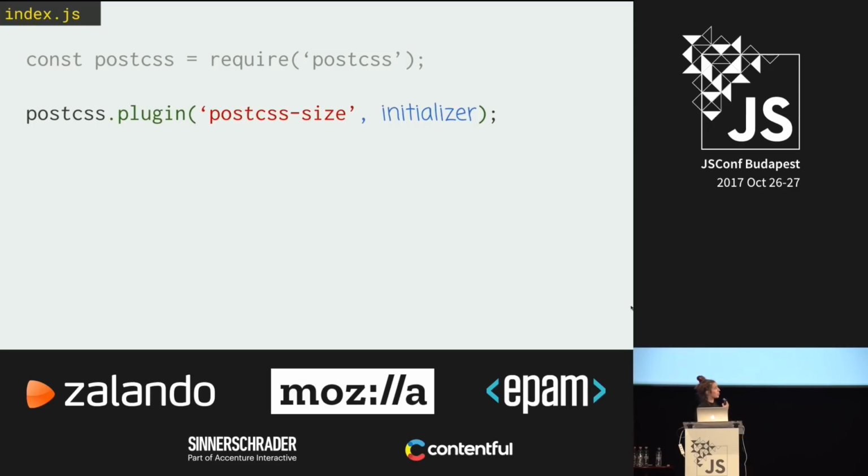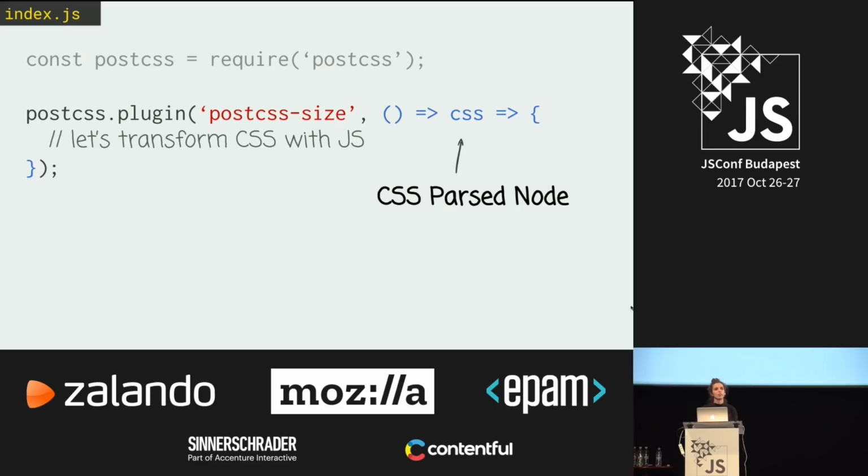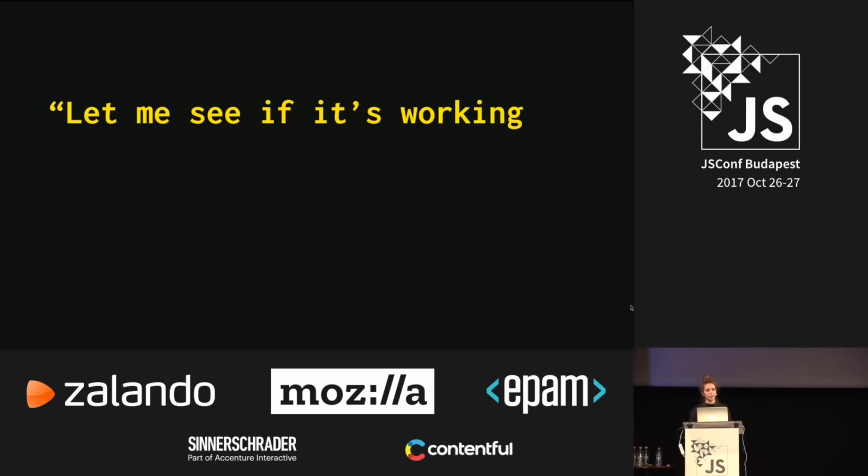Let's give it a name, postcss-size. Then, you'll have an initializer. The initializer is a callback function that gives you access to the CSS itself in a parsed node, like an AST. With that, you are ready to transform the CSS with JavaScript. This is what you have on the boilerplate. So, before starting to actually write some code, let me see if it's working.